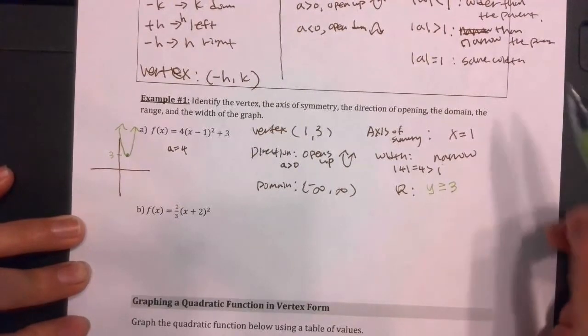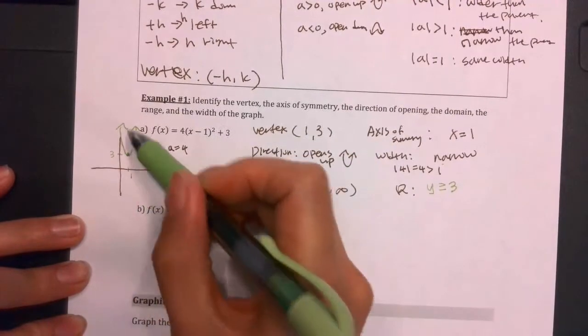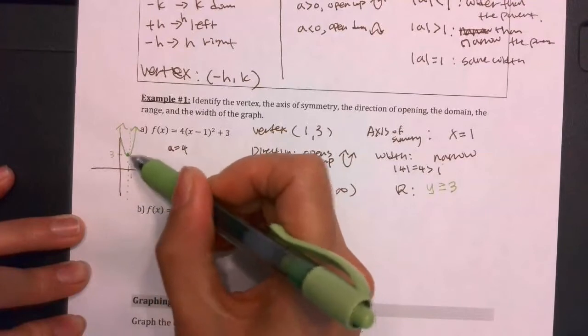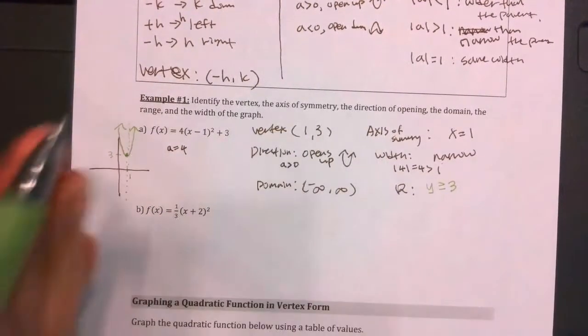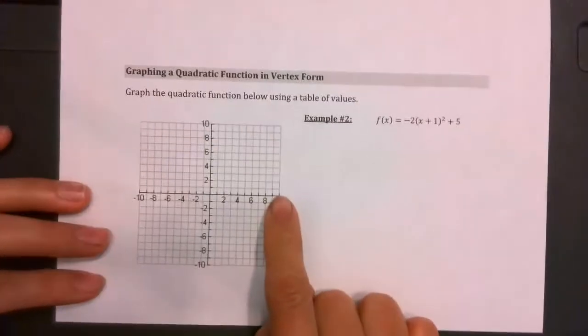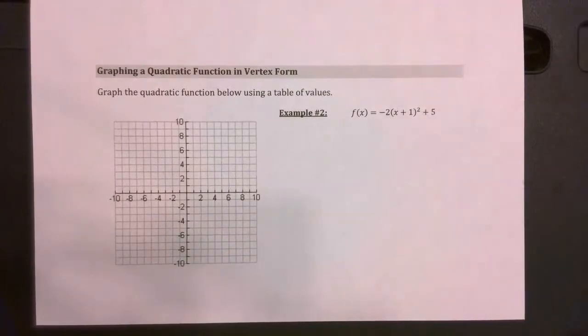Okay. One more thing. The axis of symmetry was x is equal to 1, which makes sense because it is at x is equal to 1. That line is what cuts the graph in half so you can fold it. Cool? Alright, I'm going to do letter B with you in class. Now, graph a quadratic function below using the table.